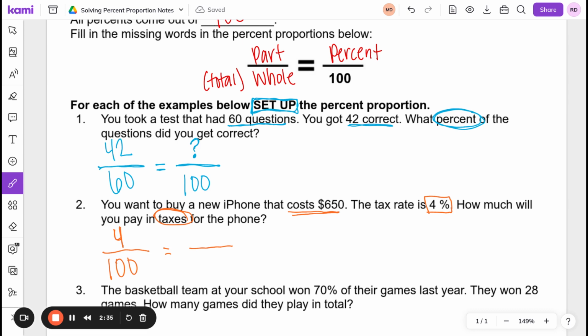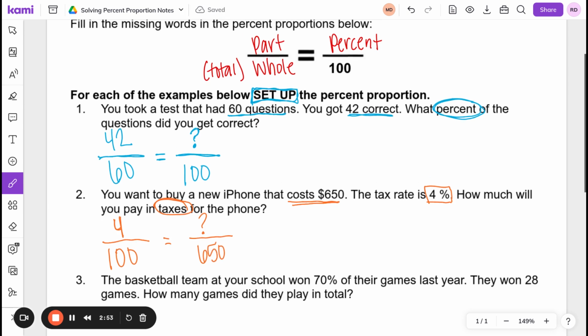And it told us the 650 was the cost of the phone. So do taxes represent a part of your bill or do taxes represent your whole bill? And the correct answer is they represent a part of your bill. So that 650 is your total for now.